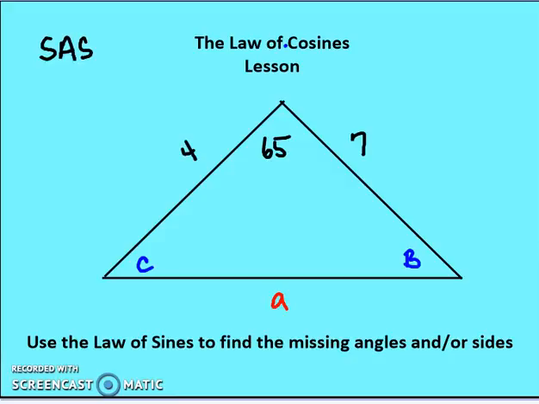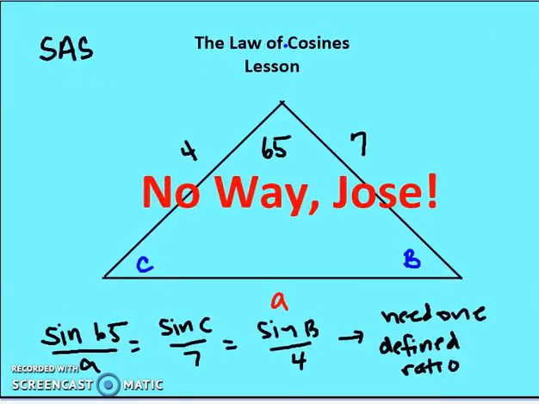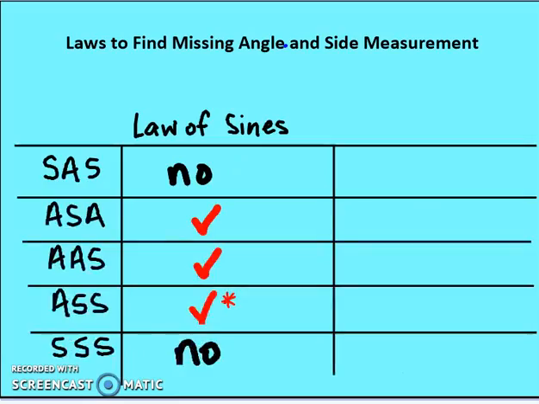Then we're going to try side, angle, side, same thing. I'm going to pause here while you try to work this problem out. And you're going to see that, again, you have an unknown in each of the ratios. So you're going to end up with 2 unknowns. Again, you need 1 defined ratio in order to solve. In this case, we don't have any defined ratios. So we're going to say no to side, angle, side.